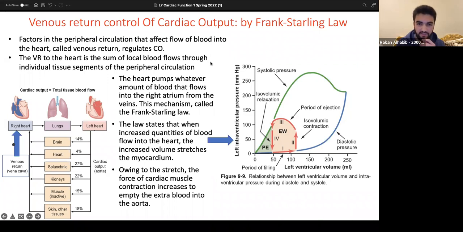Yes, that's correct, Halima. So the organs themselves, through venous return, determine the amount of cardiac output that is released by their metabolic activity and oxygen demand.